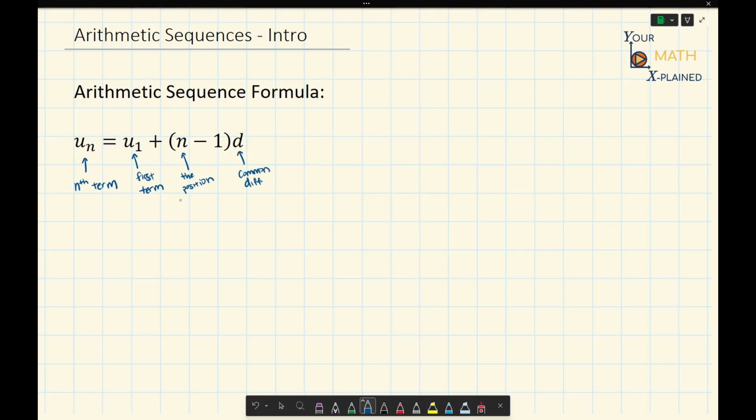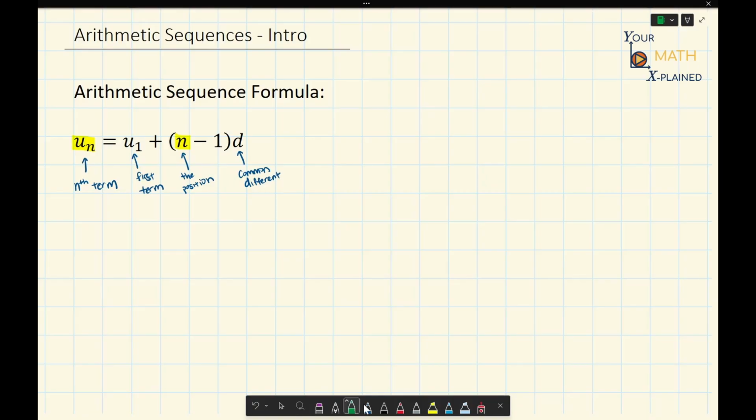So now one thing that a lot of students get tripped up on is the difference between u sub n and just n. So n is the position of the term, and u sub n is the actual value of that particular term. So IB will use u, whereas most textbooks will either use a or t. And they all mean the same thing.